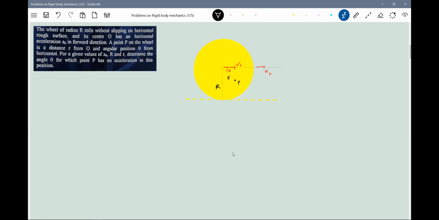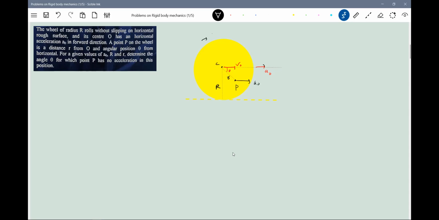Okay, all the information I just gave: for given values of a naught and r, determine the angle for which it is having a rolling motion. Rolls without slipping. What are the various accelerations that it is possessing? First, a naught, linear acceleration. If the acceleration of the center of mass is a naught, then all points should also have the acceleration of the center of mass.